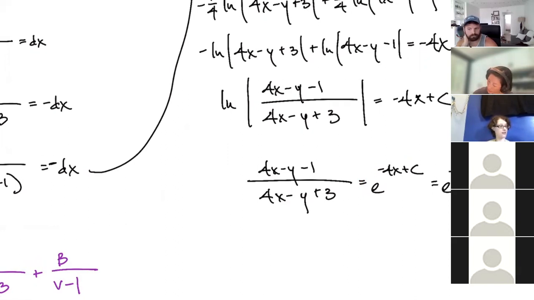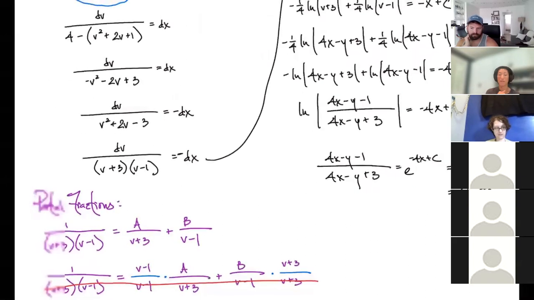Perfect. I'm so glad you said times e to the c, right? And then e is a number, c is a number. So we might just write that. Okay. You could keep going here. You could say, now I'm going to find a y value. That would be absolutely fine. Or you could kind of leave it here. That would also be fine.